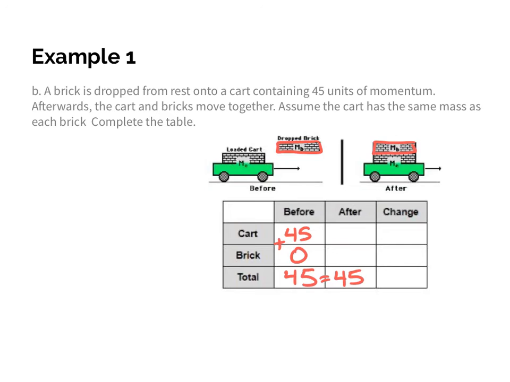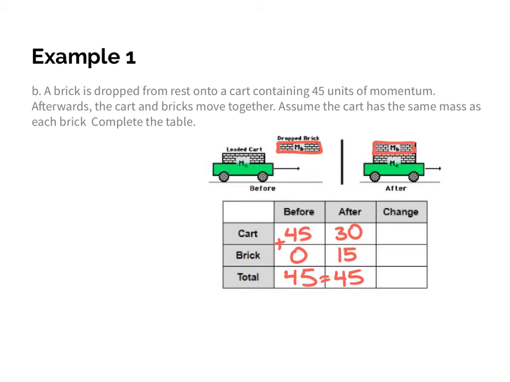So if all the three objects have the same mass, that means the brick is going to essentially get 15 units of momentum, and the other two objects, the cart and the brick, are going to get 30. So again, it's taking that 45 and kind of divvying it up. Essentially, I got these numbers because the objects are the same mass.